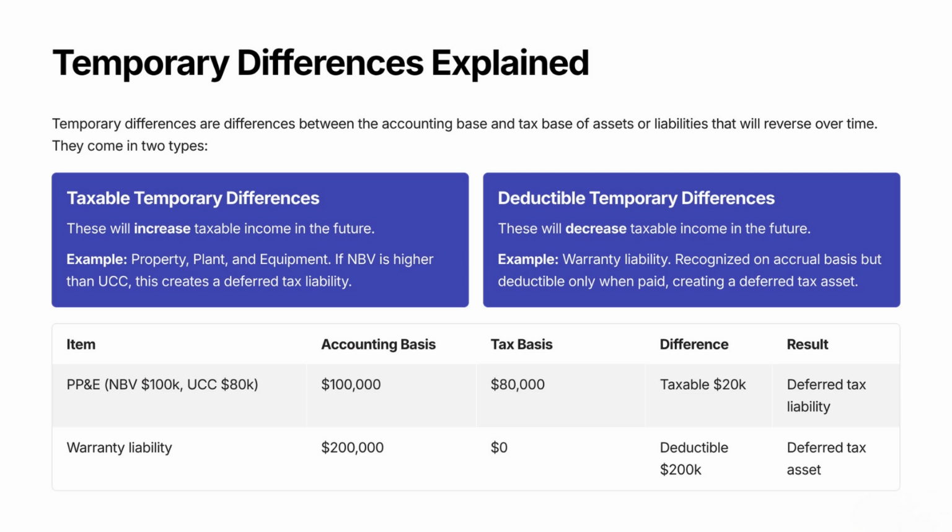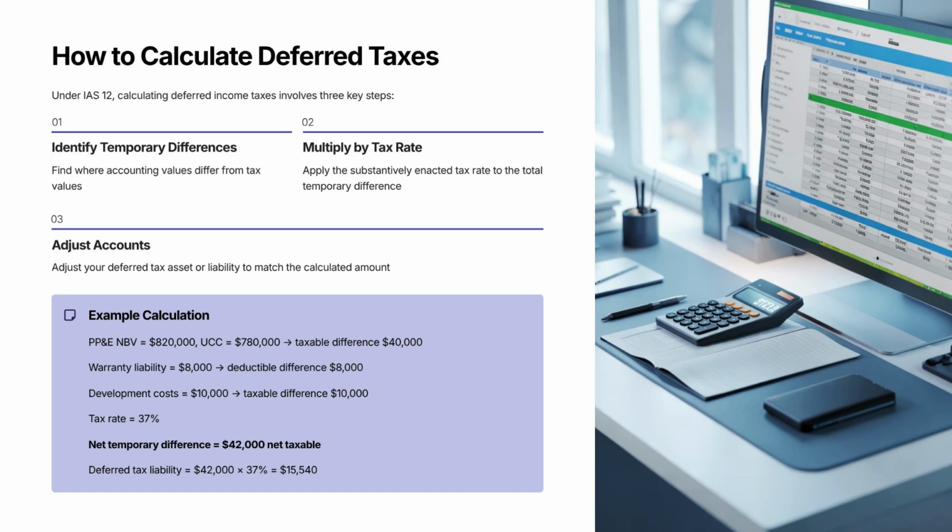All right, enough theory. We know why different taxes exist. We know the two types. Now for the fun part, let's actually run the numbers. And don't worry, it's a super logical process once you see it laid out. It really comes down to just 3 steps. First, you comb through the balance sheet and find every single temporary difference. Step 2, you add up all the taxable ones, subtract all the deductible ones, and get one net number. Then you multiply that by the tax rate.